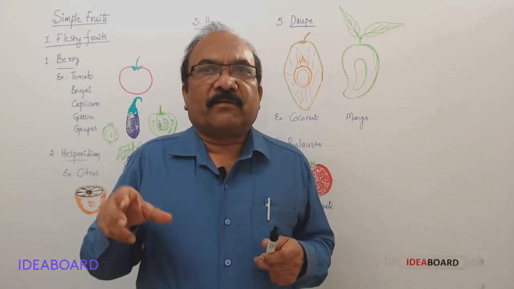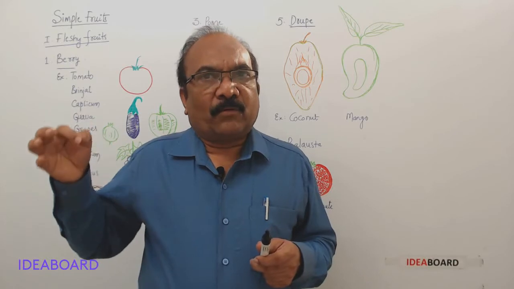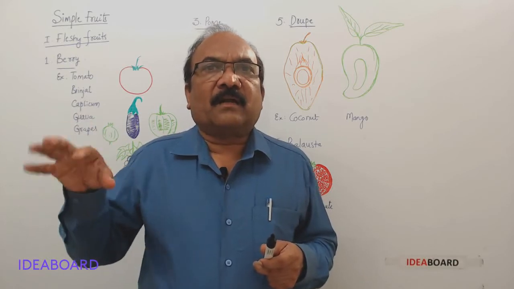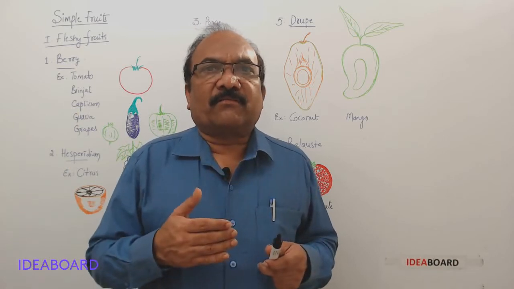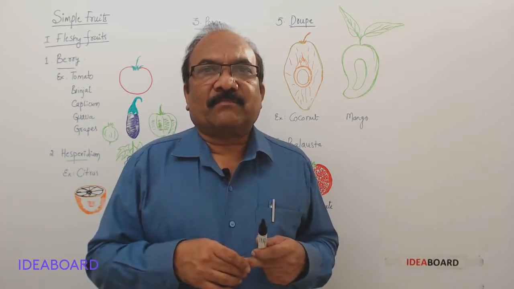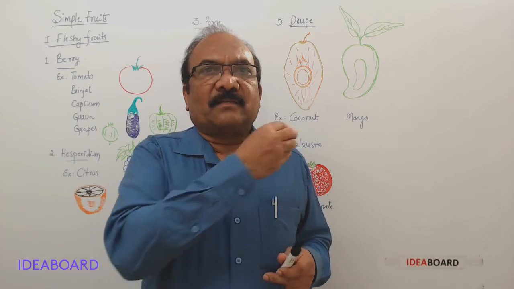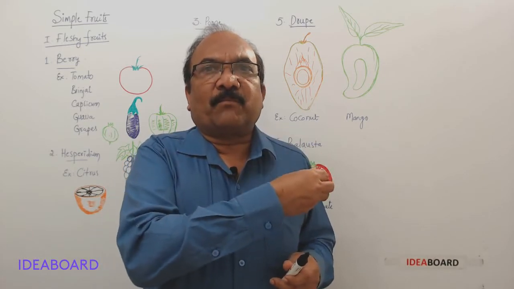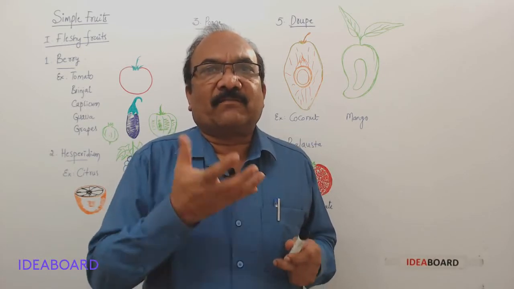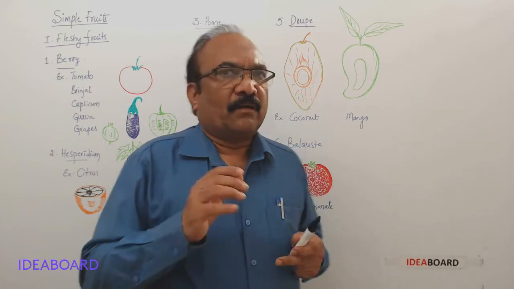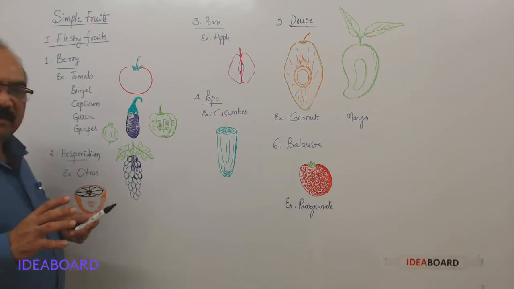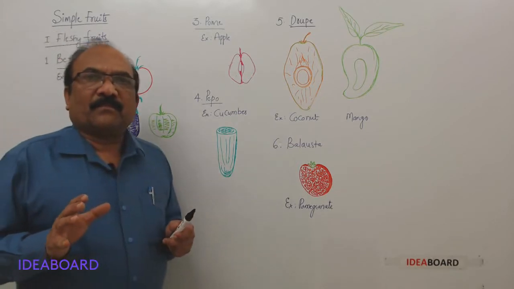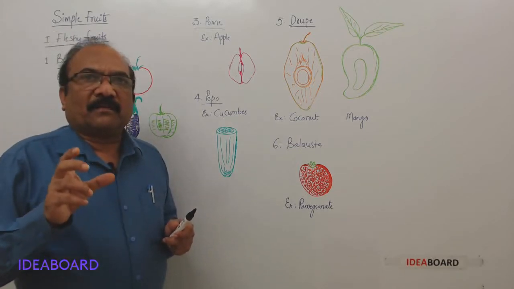Simple fruits will develop either from monocarpellary or syncarpous gynoecium, and aggregate fruits develop from apocarpous gynoecium, whereas the multiple or composite fruit will develop from the entire inflorescence. Now among the simple fruits, you will find two types based on the nature of the pericarp.